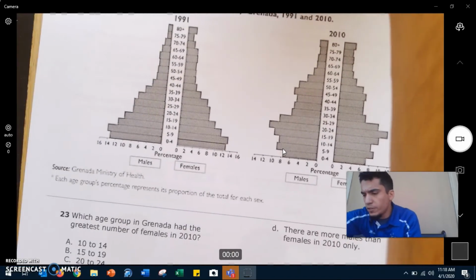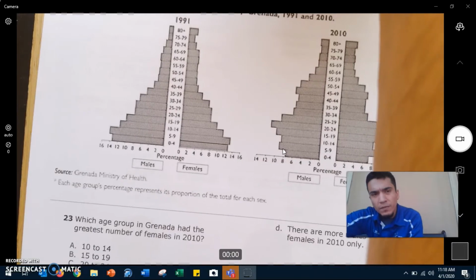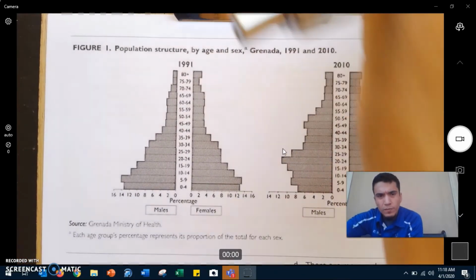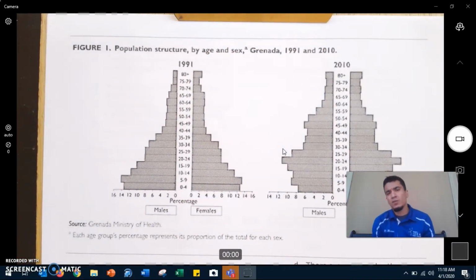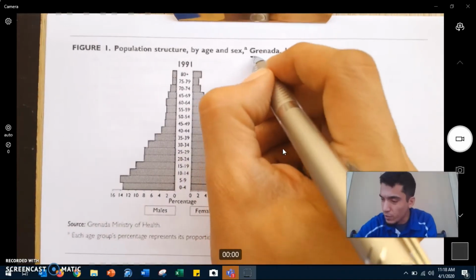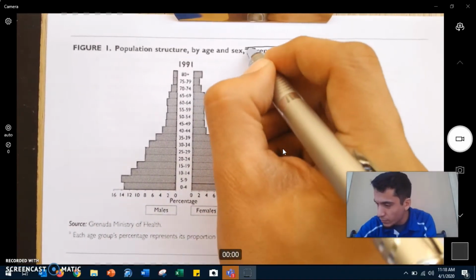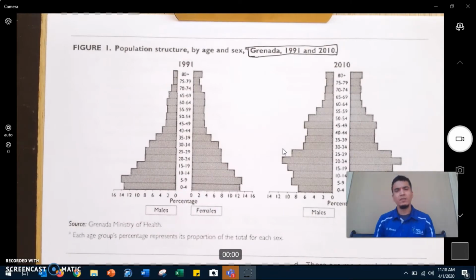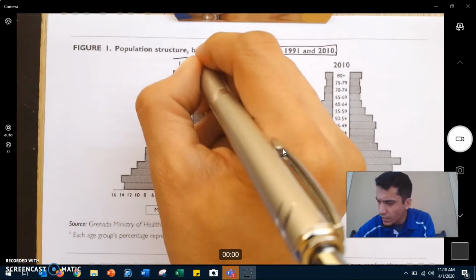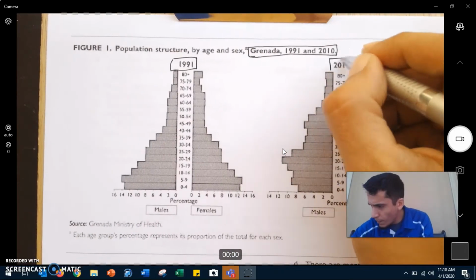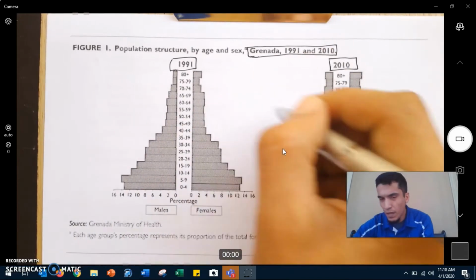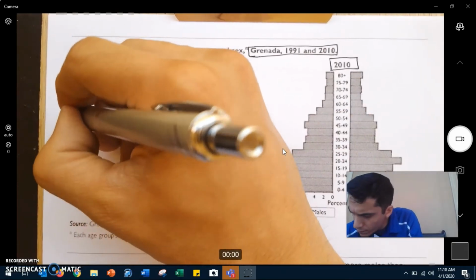So on the next page, you should have looked at a figure titled Population Structure by Age and Sex, Granada or Grenada, depending on how you pronounce it, from 1991 to 2010. I'm going to go ahead and highlight or box out the title so I know what I'm looking at. We've looked at these before: population pyramids.